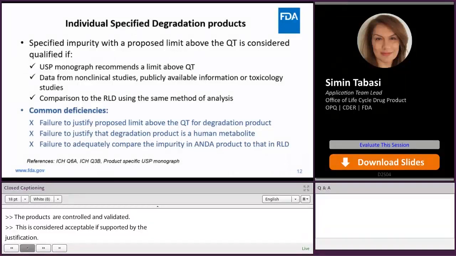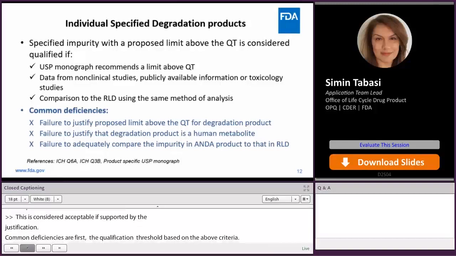Common deficiencies are, first, failure to justify a proposed limit higher than the qualification threshold for a degradation product based on the above criteria. I would like to mention that QSAR is a useful tool for prediction of toxicity of an individual degradation product, but generally is not conclusive for qualification purposes.